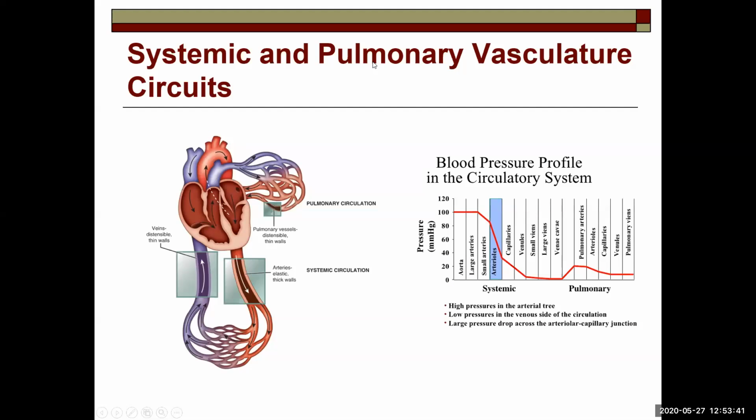So, systemic versus pulmonary vasculature circuits. This is just showing you the pressures in different parts of your blood vessels. The aorta has the highest pressure, as you see here, even at your diastolic. After you pump the blood and the aorta is in diastole, you have about 100 millimeters of mercury sitting right there. The large arteries are the same thing, in general.